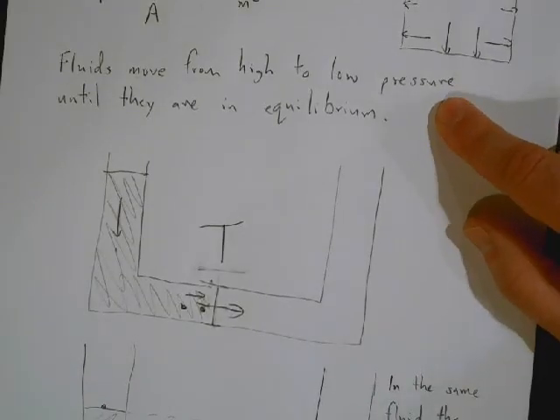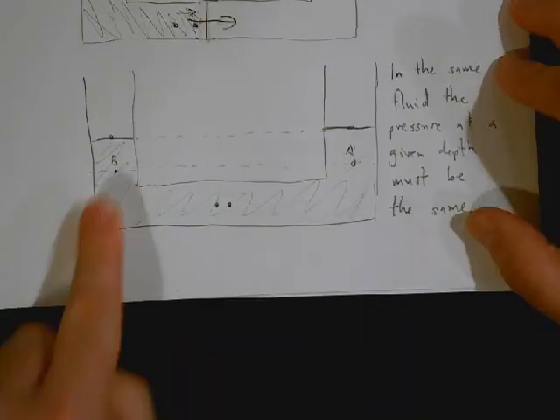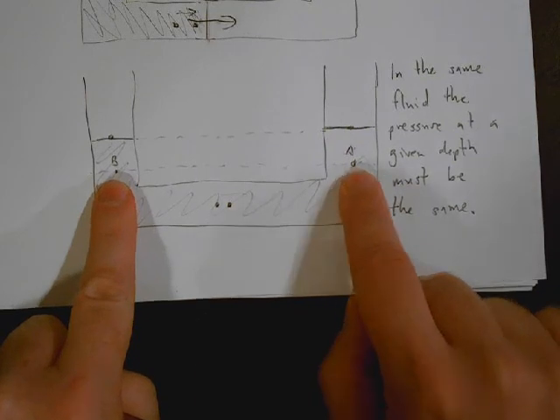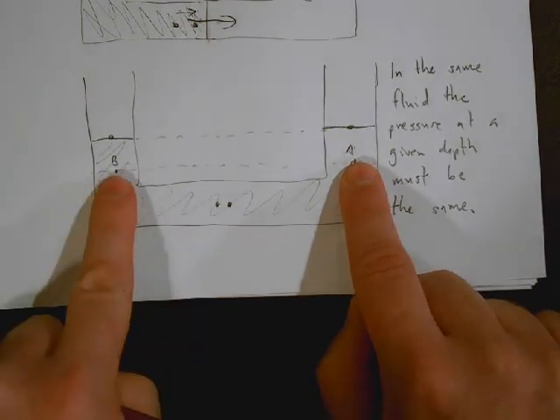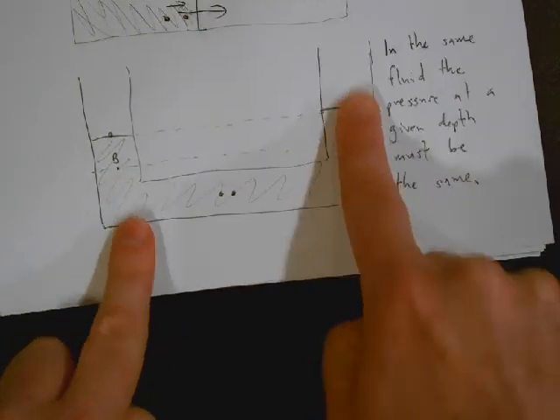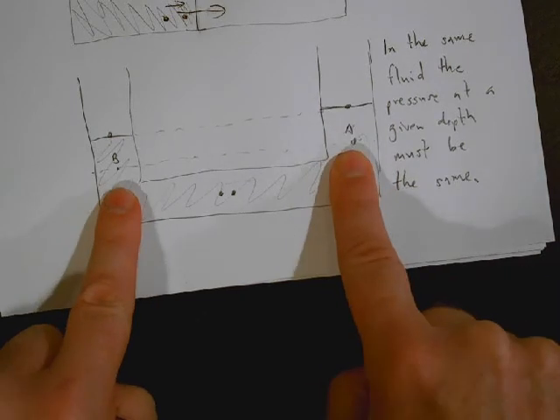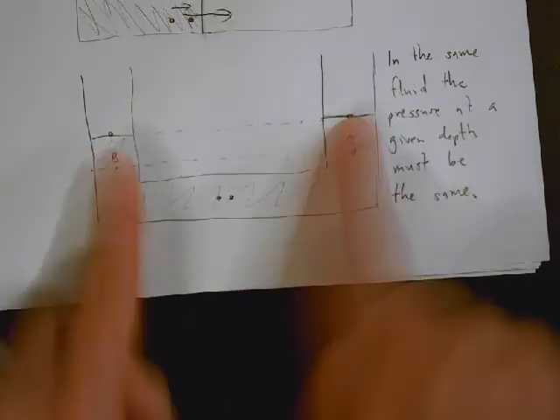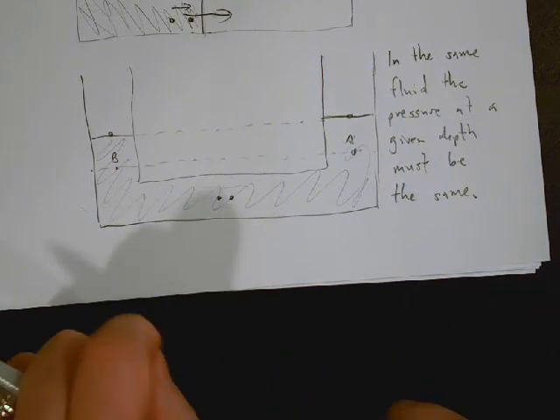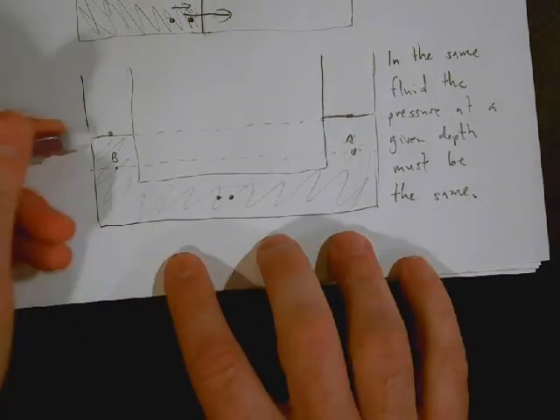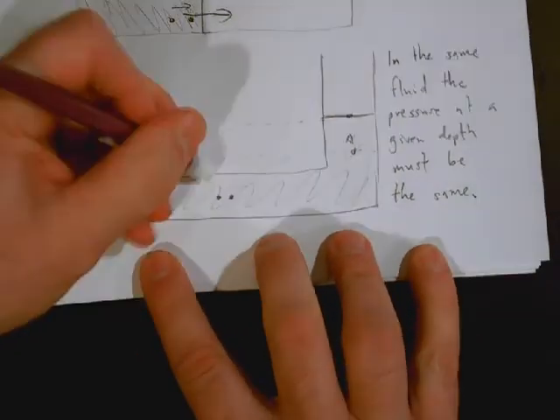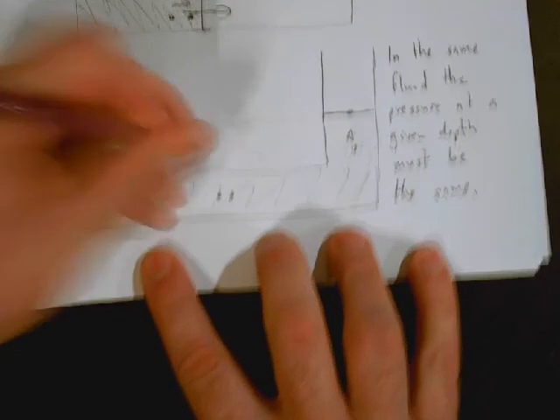And hopefully this goes right along with what we set up here. If it wasn't the same, so let's say A was at a lower pressure than B, then it's going to keep going this way. Well, then that doesn't make sense. That's why it has to go to the same height. And in fact, it doesn't matter how big or small the ends are.